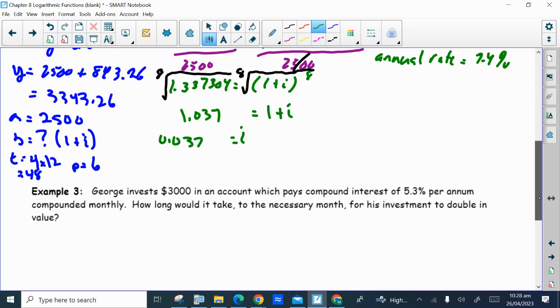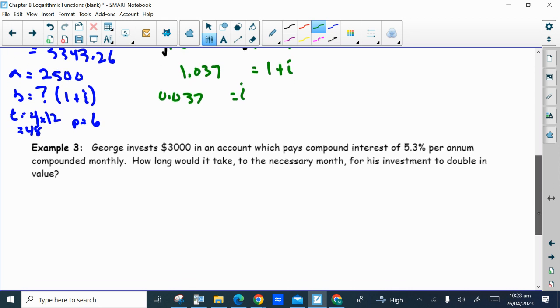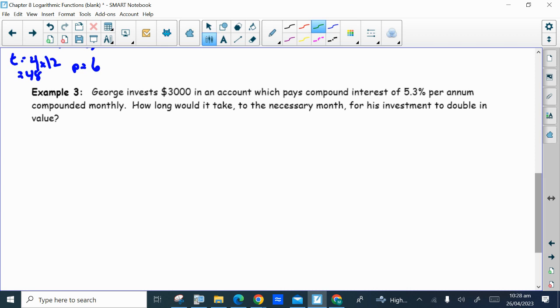So this next one, George invests $3,000 into an account that pays 5.3% per annum, which means per year, but in this case it's compounded monthly. How long would it take to the necessary month for his investment to double in value? So this is one where we need to figure out what T is. How long will it take for the investment to double?